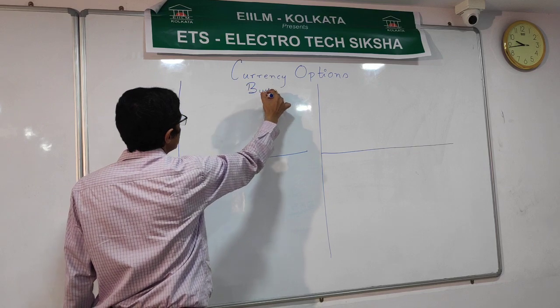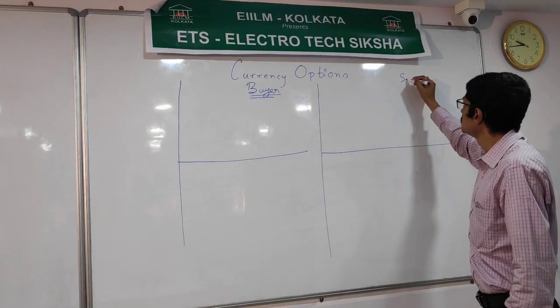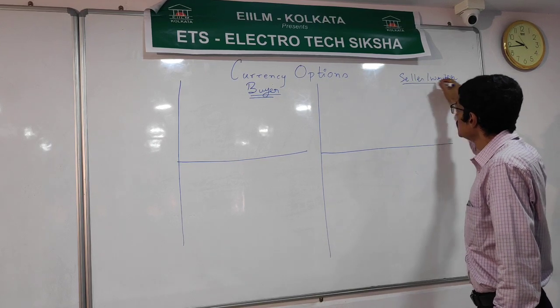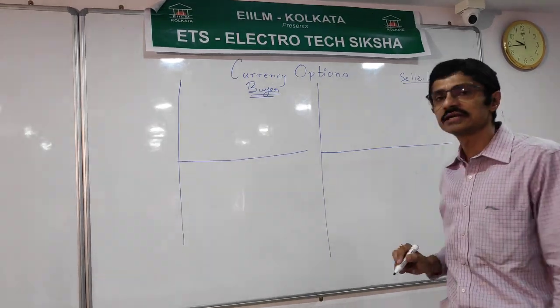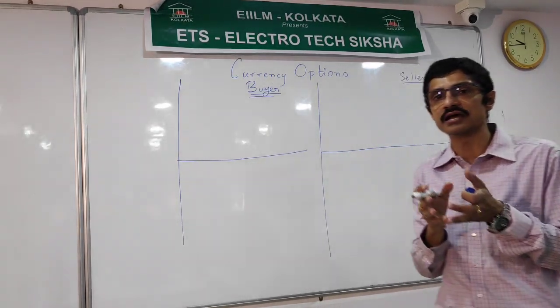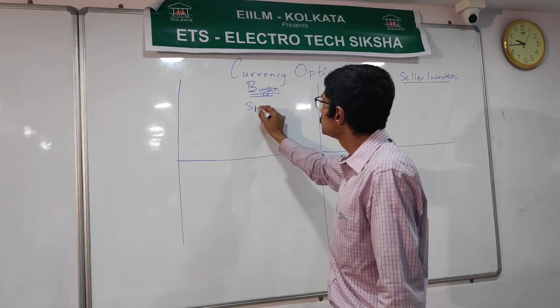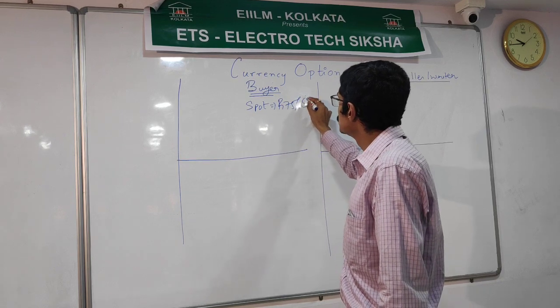Let us draw the diagram to see the payoff profile of the call option buyer and the call option seller. So on the left hand side, I am drawing the buyer's diagram, and on the right hand side, I am drawing the seller or the writer's diagram. Now, certain terminologies we will have to know before going into this. I have already discussed that the spot price means the price that is there now in the market. Let us say that the spot price is rupees 75 to the dollar.